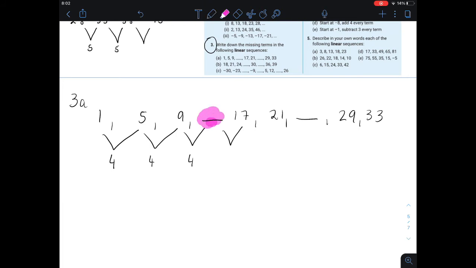So to find our missing term, we are going to add on 4 to the term before this. So 9 plus 4 will give us our next term. 9 plus 4 equals 13, so our missing term is 13. Repeat this for our next missing term. So we're adding on 4 to each value. So our previous term is 21. We know we're adding on 4 to get the next term. So 21 plus 4 will give us our missing term, which is 25. Okay guys, I want you to finish question 3, part B and part C.